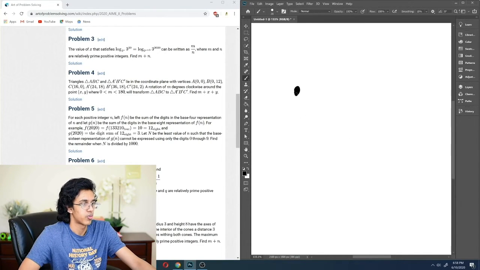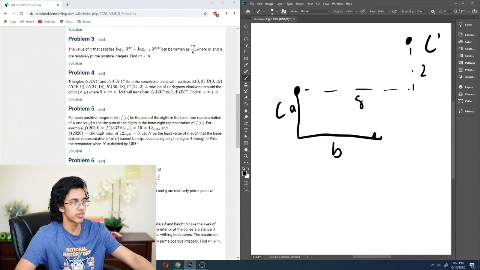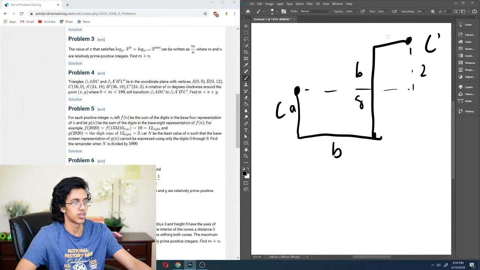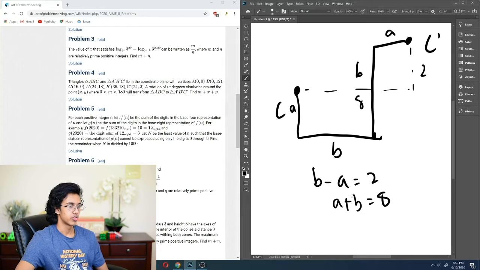Okay, so let's say you have your point C over here, and you have your point C prime over there. And you know this distance over here and this distance over here, so there's 2 and there's 8. So if you have a point here, and this is A over here and B over there, then if you rotate by 90 degrees, you know that this over here has to be B, and this has to be A. Very cool. So essentially we know that b minus a is equal to 2, and a plus b is equal to 8. So we literally just solve this. We get that b is equal to 5 and a is equal to 3.